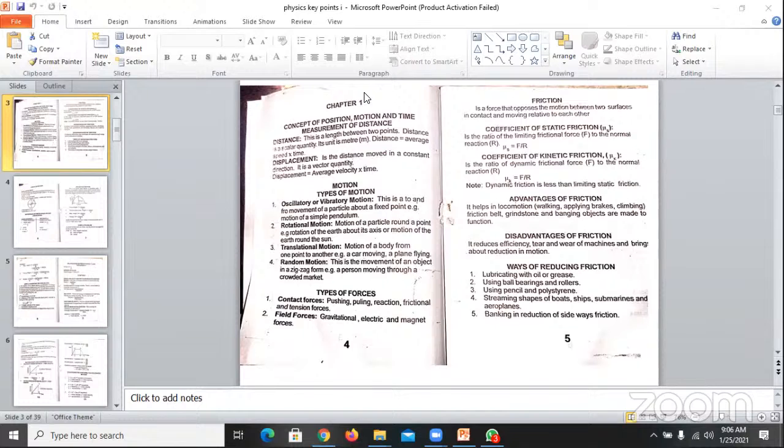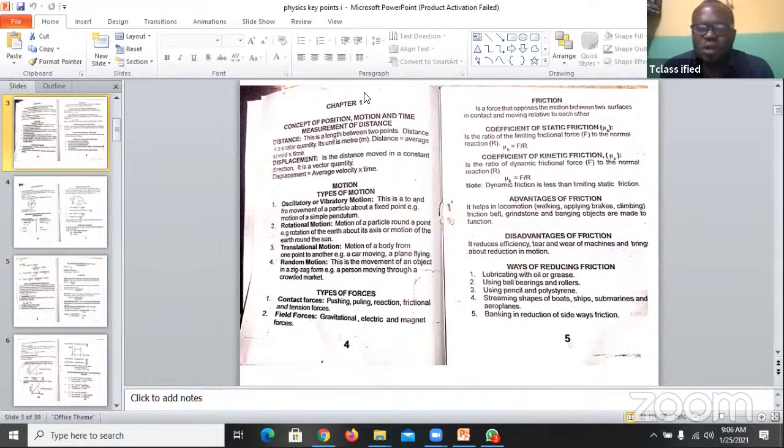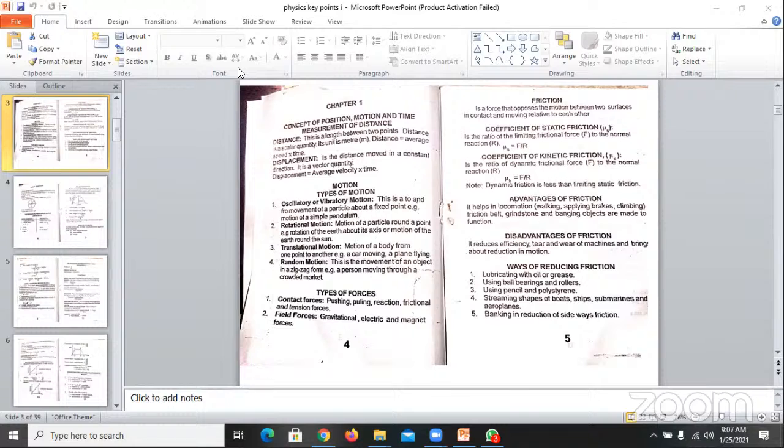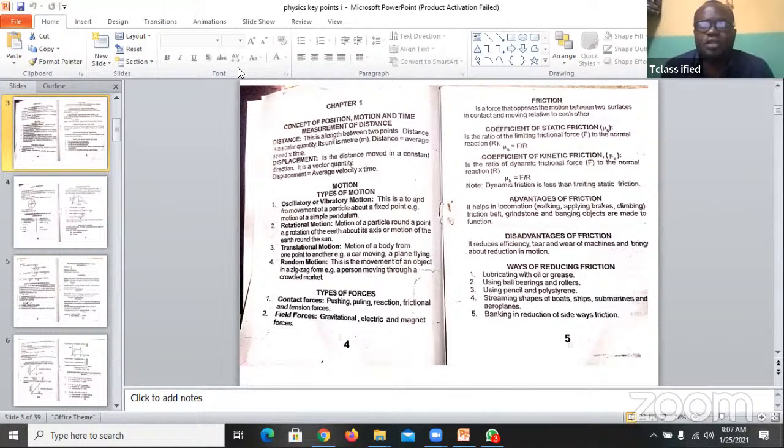It helps locomotion, working, applying brakes. If there is no friction, if you apply brake, the brake might not be able to catch and do what it should do. So one of the major importance of friction is that it helps in locomotion. It helps in walking, applying brakes, climbing. Friction belts, grindstone, and banging objects are made to function very well because of friction. So those are the advantages of friction.